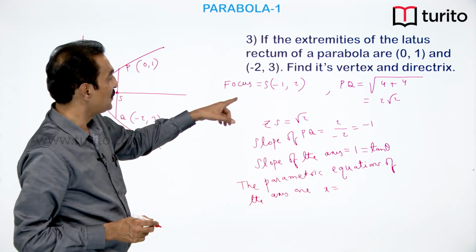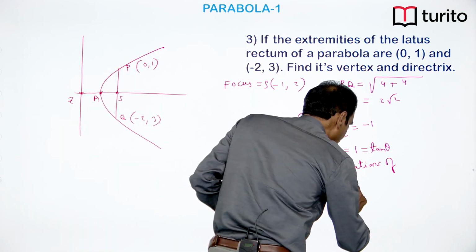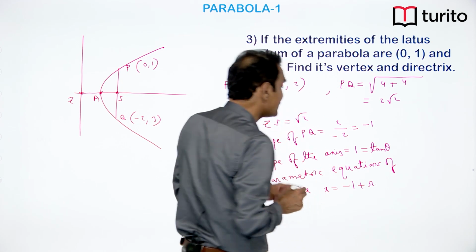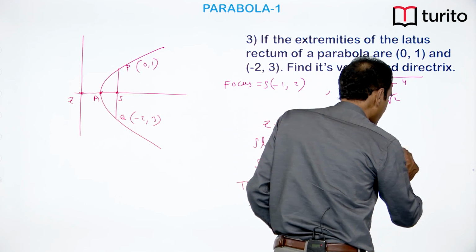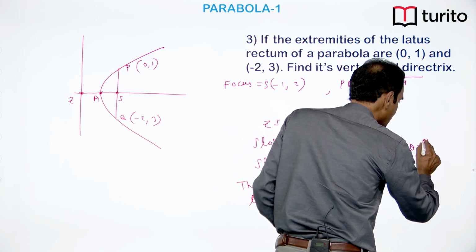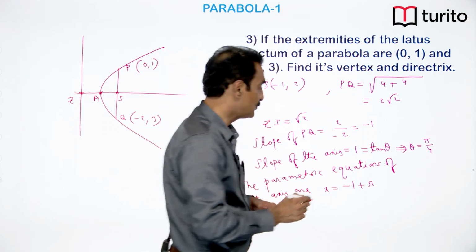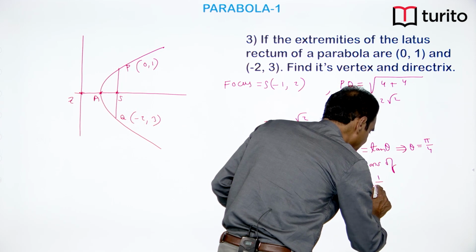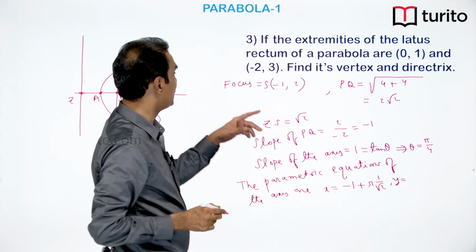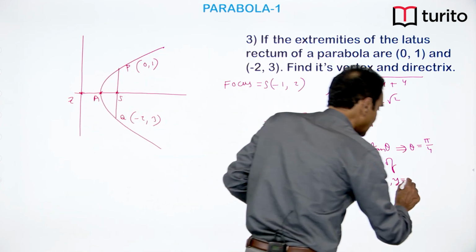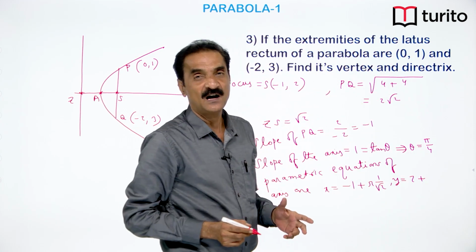X is equal to h plus r cos theta. What is h? X coordinate of this point focus, that is minus 1 plus r into cos theta. If tan theta is minus 1, then theta is pi by 4. Then what is the cos theta? Cos pi by 4, 1 by root 2. So, you will get r into 1 by root 2, comma y is equal to k plus r sin theta. K is 2 plus r sin theta, theta is pi by 4. So, we get r by root 2.